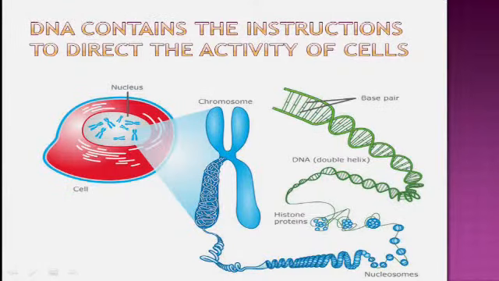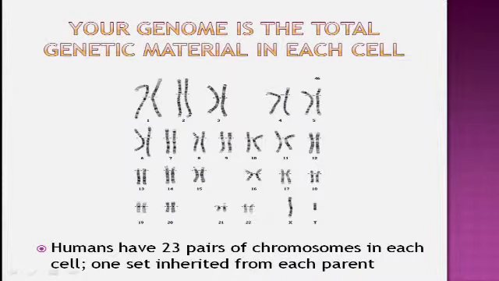So DNA contains the instructions for cells to do what they do. And DNA is packaged into structures called chromosomes, and chromosomes are present in the nucleus of the cell. Humans have 23 pairs of chromosomes, and you inherit one set from each parent. And your genome refers to the entire complement of DNA that's present in your chromosomes.